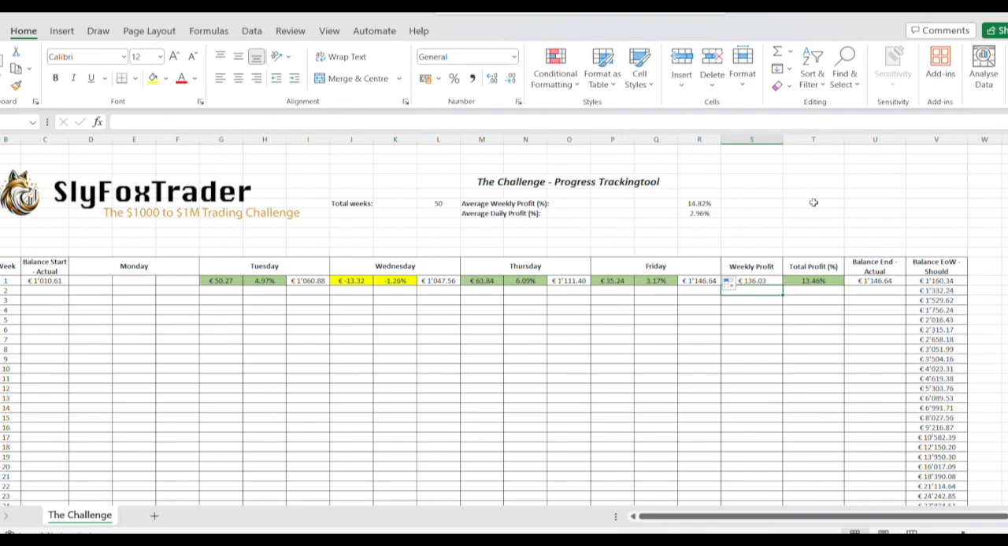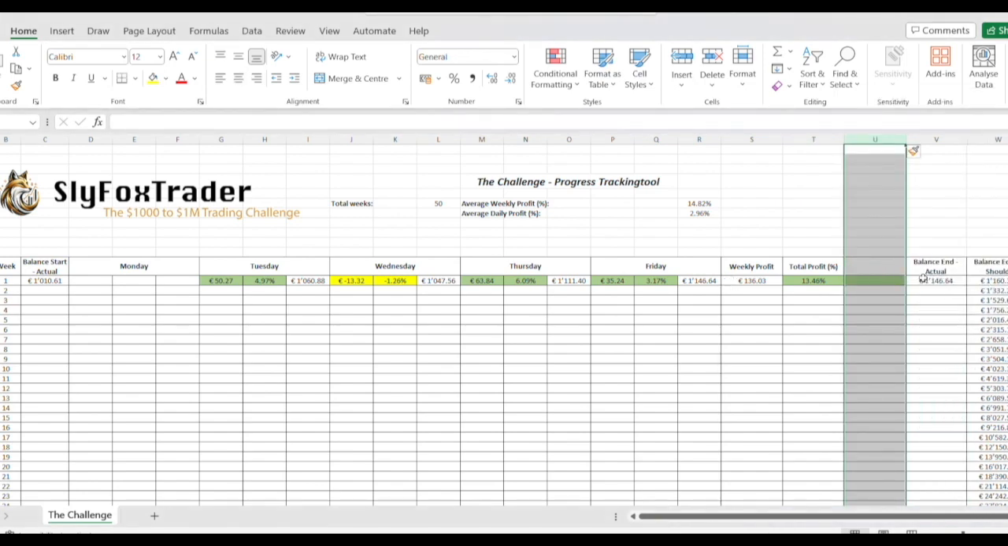13.46% in total profit for the whole week, which is phenomenal if you look at what our goal was, 14.82%, but for a full week, and now we are at 13.46% for 4 days.